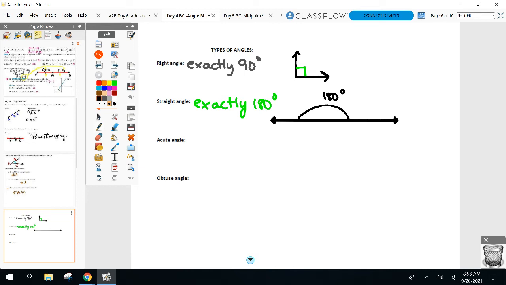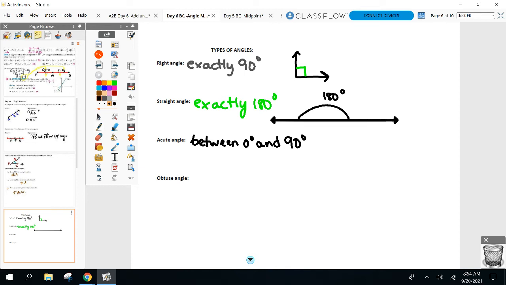Anybody remember acute back in the day? Kevin? Less than 90 degrees. Okay, I'm going to add on to that a little bit. You are right, less than 90, but there is such a thing as negative angles, and those wouldn't be acute. So I'm going to go 90 all the way down to 0. So between 0 degrees and 90 degrees, any degree measure in between is considered acute.